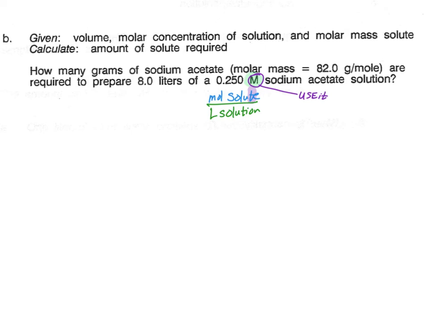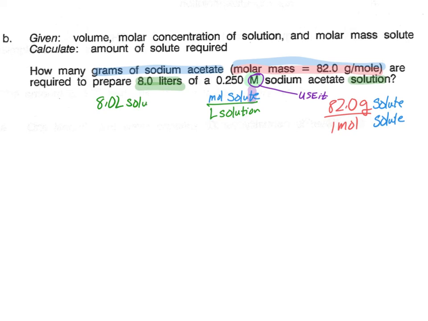The first thing we know is that we're going to be looking for the grams of sodium acetate, which is our solute. We know the molar mass of sodium acetate, and that's 82 grams. And we're going to write that over moles so that we can see that that is a ratio. Next, we're going to see that we have 8 liters of solution. You have to read all the way across. And finally, we know that we have a molarity of 0.250. That's moles of sodium acetate per liter of solution. So we can see that that is also a ratio and not a good place to start the question.